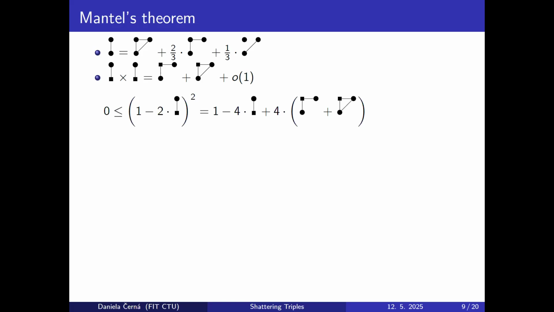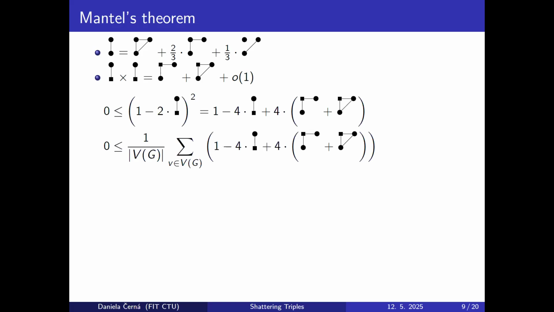This works for all vertices, so I can average this. So it will still be non-negative, and here I have just the sum of the expression above. And summing this, 1 will still be 1. 4 times this density will be just 4 times density of edges. This will give me coefficient 1/3, and this will give me coefficient 1, so it's still 4 times.